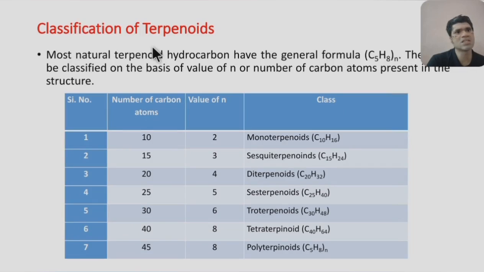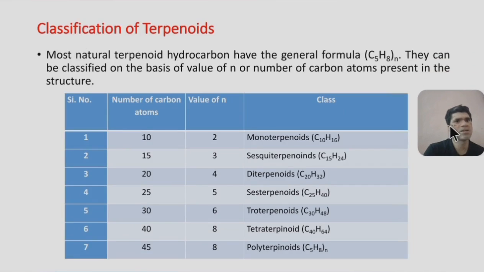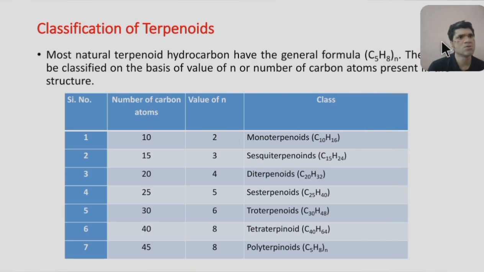We will move to classification of terpenoids. Most natural terpenoid hydrocarbons have the general formula (C5H8)n. They can be classified on the basis of the value of n, that is, the number of carbon atoms present in the structure. Whenever the value of n is 2, it is called a monoterpenoid. That means 2 isoprene units are there, and a total of 10 carbon atoms.